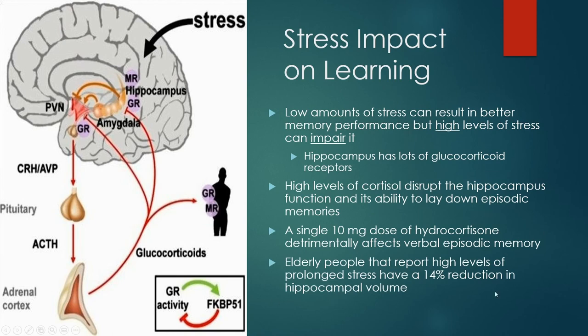And we've seen in elderly people who report having high levels of stress throughout their whole life that the hippocampus is actually damaged, with a 14% reduction in the overall volume of the hippocampus. I worked on this throughout my master's degree. It ties a lot into PTSD symptoms, where they believe that in high trauma situations, when you're covered with cortisol because you're so stressed out and in this fight or flight situation, the hippocampus isn't laying down any meaningful episodic memories.